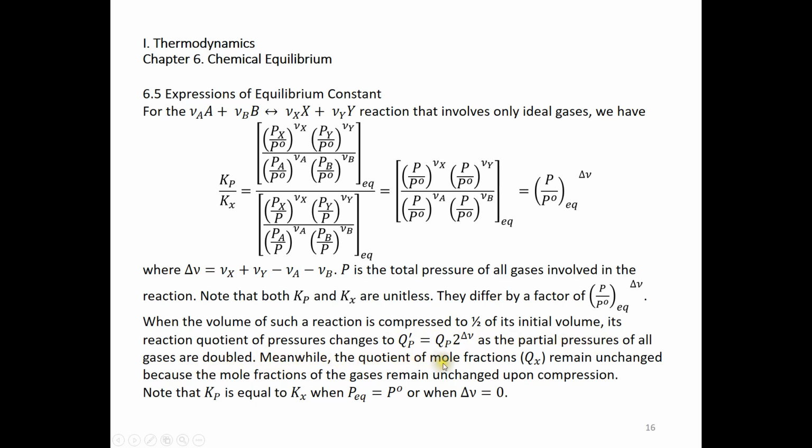Meanwhile, the quotient of mole fractions remains unchanged. That's strange, but remember, when you shrink the volume, you're indeed changing the partial pressures, right? But you're also changing the total pressure. So the ratio between the partial pressure over the total pressure remains the same. So it's not going to change the mole fraction of any species. That's why Q sub P will change, but Q sub X remains unchanged.